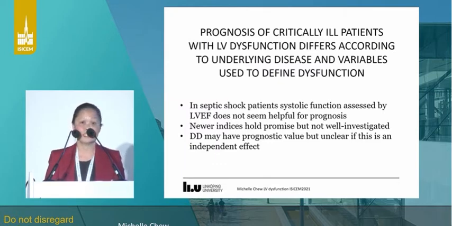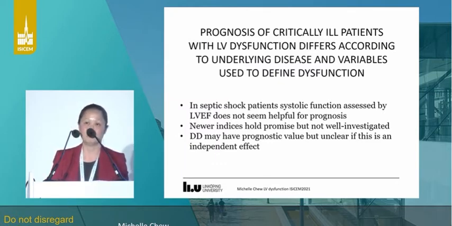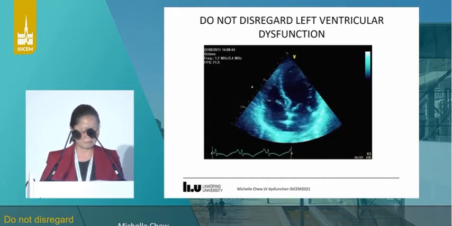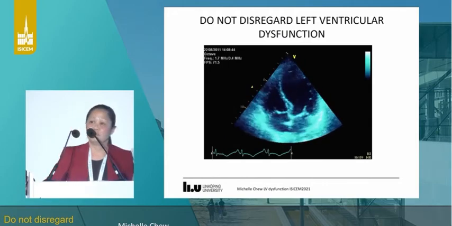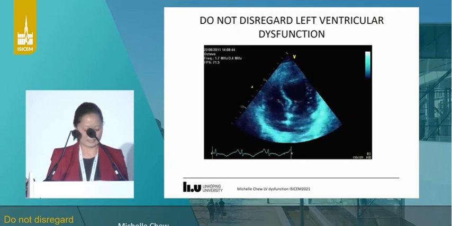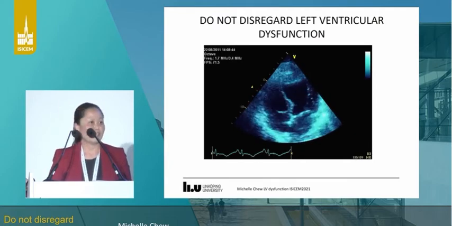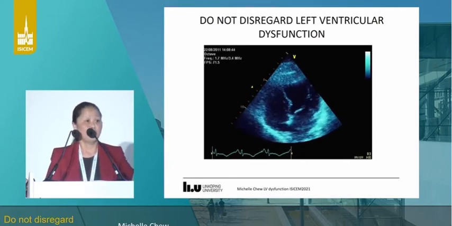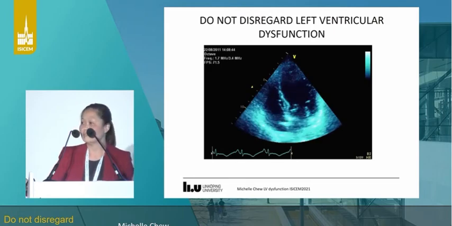Diastolic dysfunction seems to be predictive of poor outcome, with the caveat that we still do not know if it is an independent predictor of risk. So, ladies and gentlemen, left ventricular dysfunction is a significant pathological finding. It is associated with low cardiac output states, which in turn has real implications for organ failure.